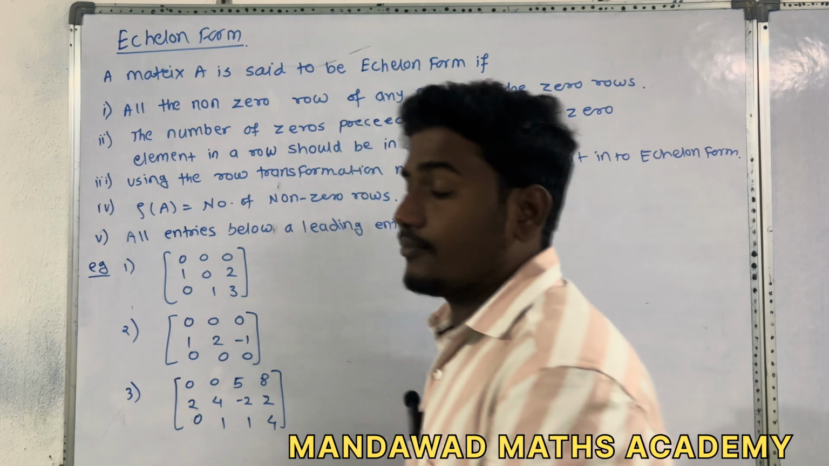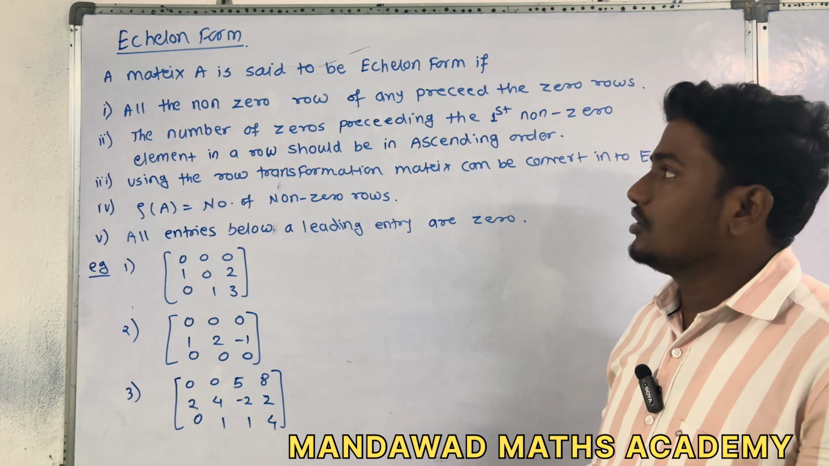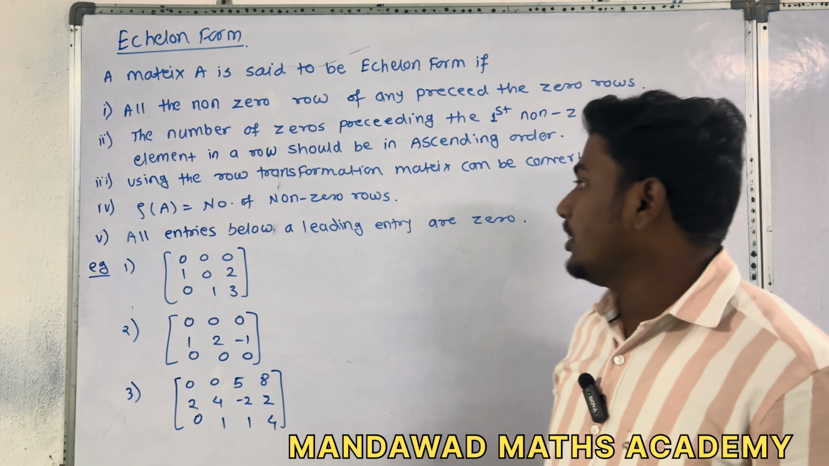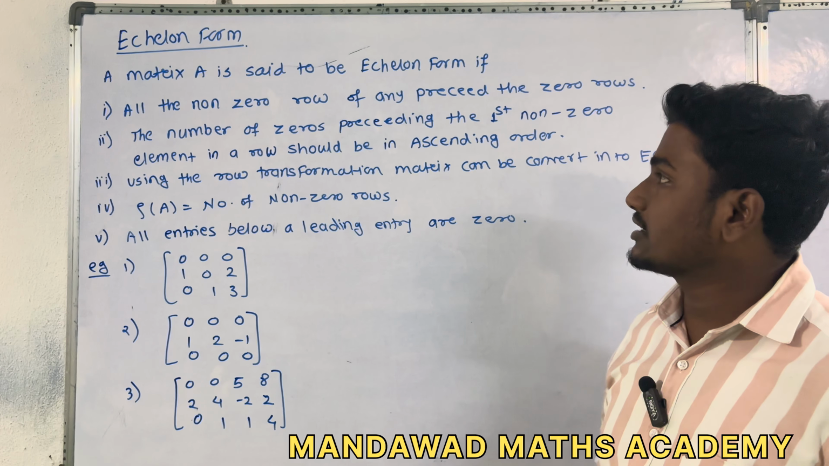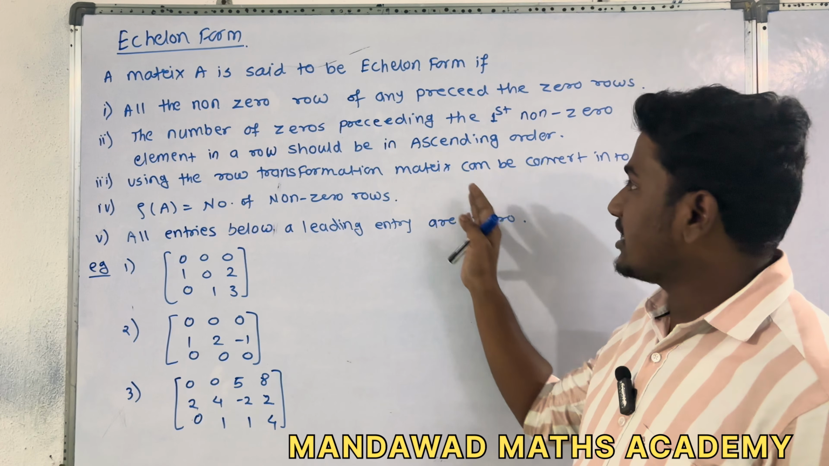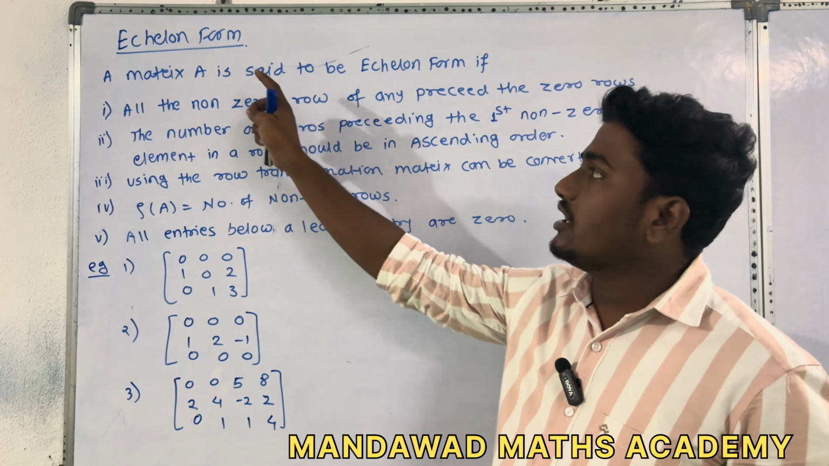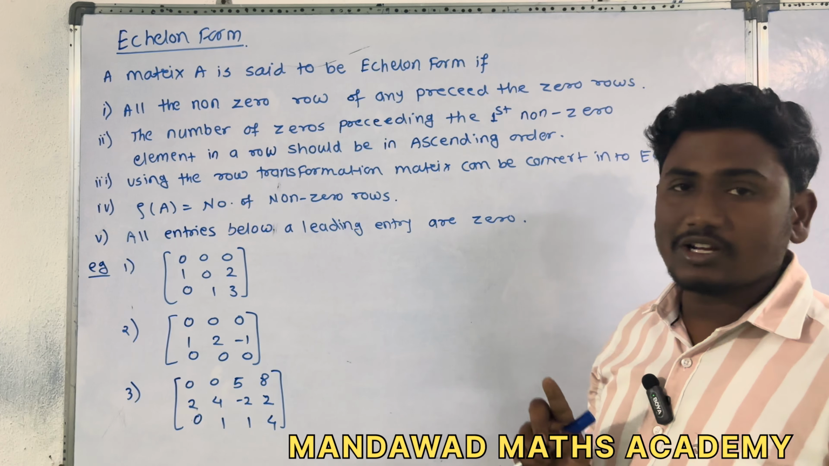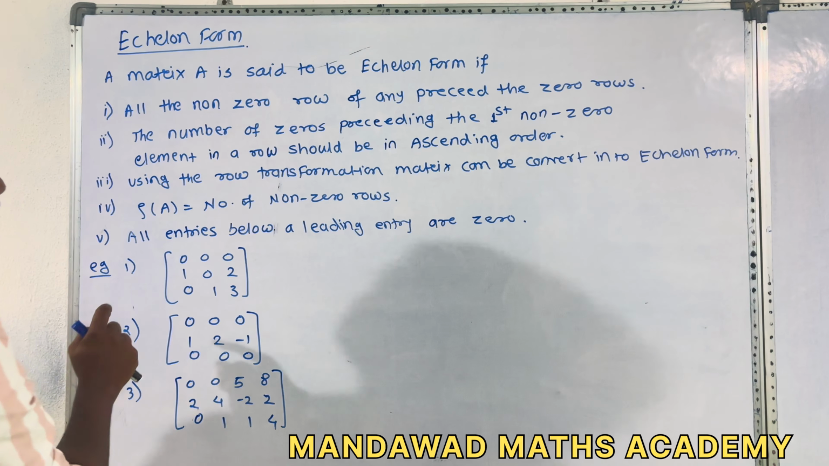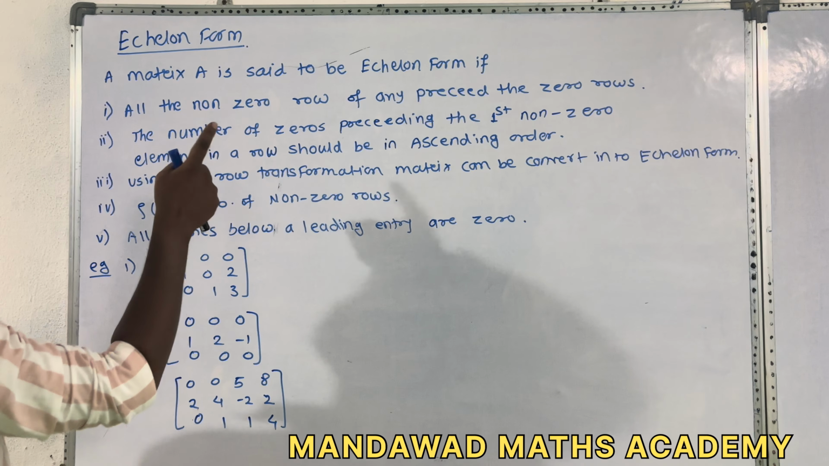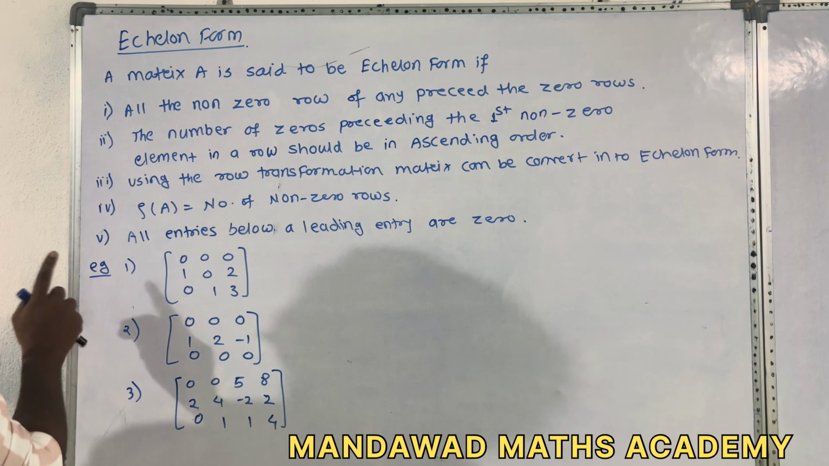Next is echelon form. What is echelon form and where do we use it? Echelon form is generally used to find the rank of a matrix. The rank of a matrix is nothing but the number of non-zero rows in the echelon form. That is the definition of rank of a matrix. What is meant by echelon form? A given matrix is converted into echelon form when it satisfies these 5 conditions. What are the 5 conditions?